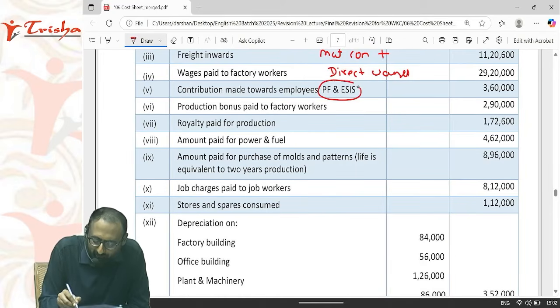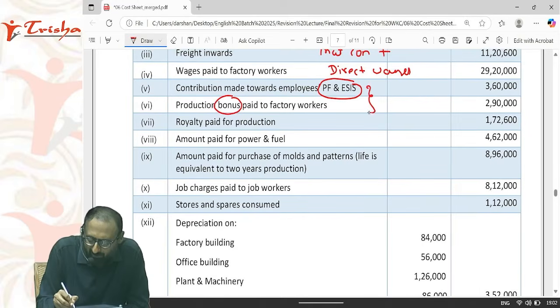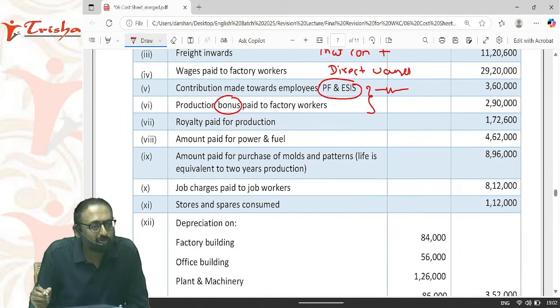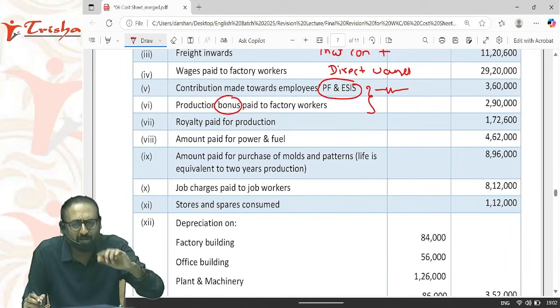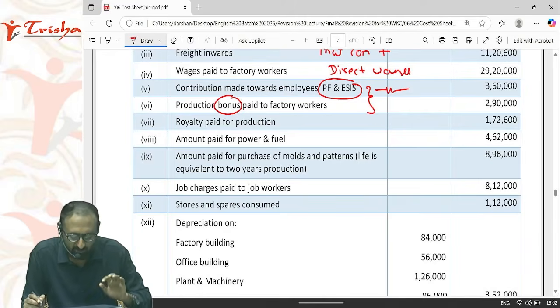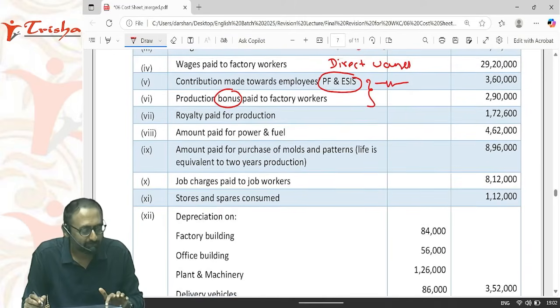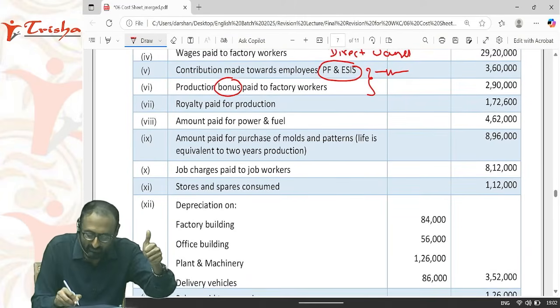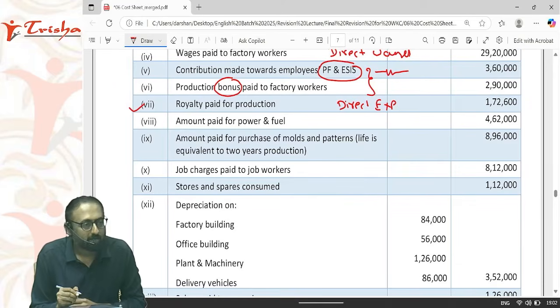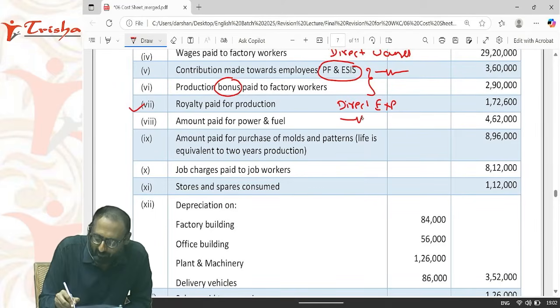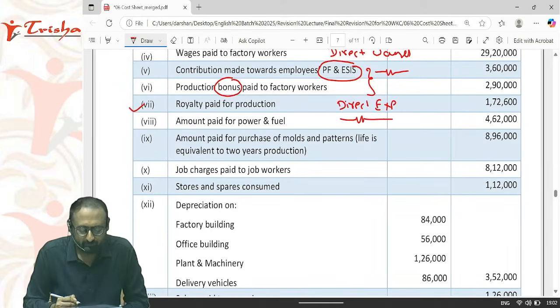Contribution to provident fund. Bonus paid. These two items will be covered where? What I told you: allowances, perquisites, provident fund, anything you'll have to add into the direct wages. Next one, royalty. Direct expenses, yes or no? Production related royalty is direct expenses. Amount paid to the power and fuel, is it direct expenses?